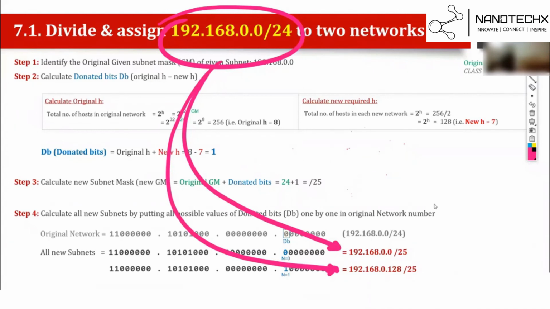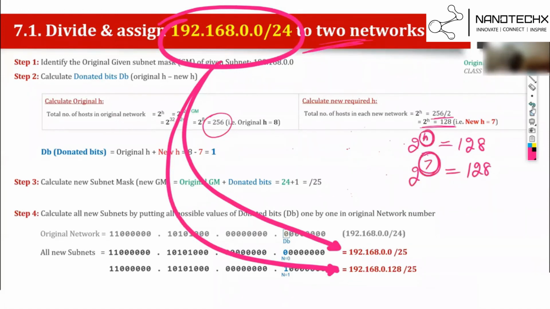Kamiru says, how did we get the new H? New H is 2 raised to power H. We already know that 256 needs to be divided into 2 networks because this is the question. So 256 divided by 2 gives us 2 raised to power H is equal to 128. So you need to think which value you should put here so that it becomes equal to 128. Of course, this should be 7. Then it becomes 128. So it means the value of H is equal to 7. Clear?